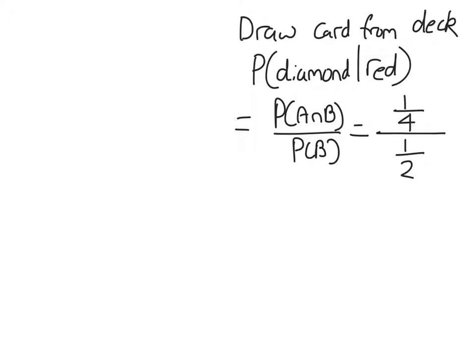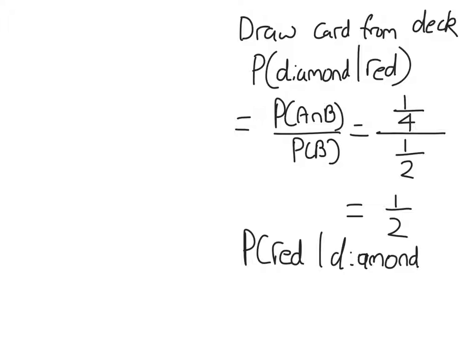So then the answer to my question, given that I have a red card, the probability it's a diamond is a quarter divided by a half, which is a half. Okay, and that makes sense, because if we get a red card, it could either be a diamond or a heart, so 1 in 2 chance. Now notice that the probability that it's a red card, given that it's a diamond, is not the same. So make sure you don't make that mistake. You've got to make sure you get the order right.